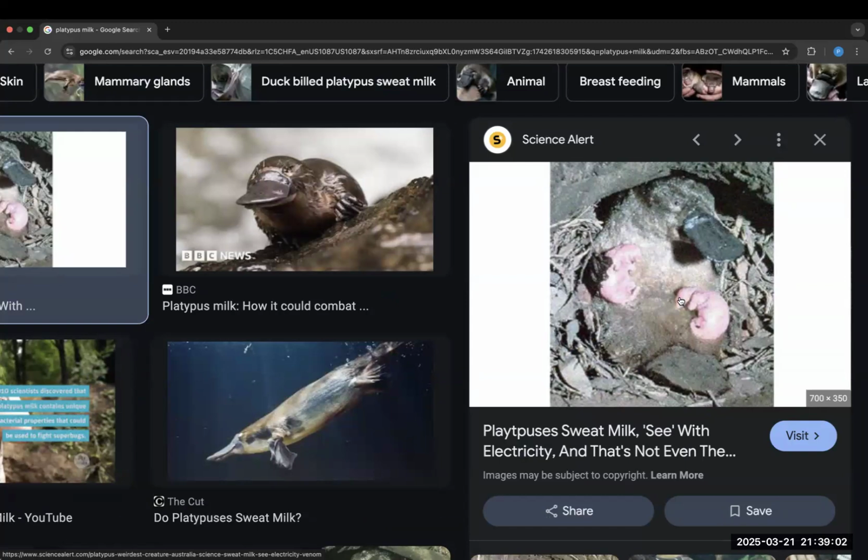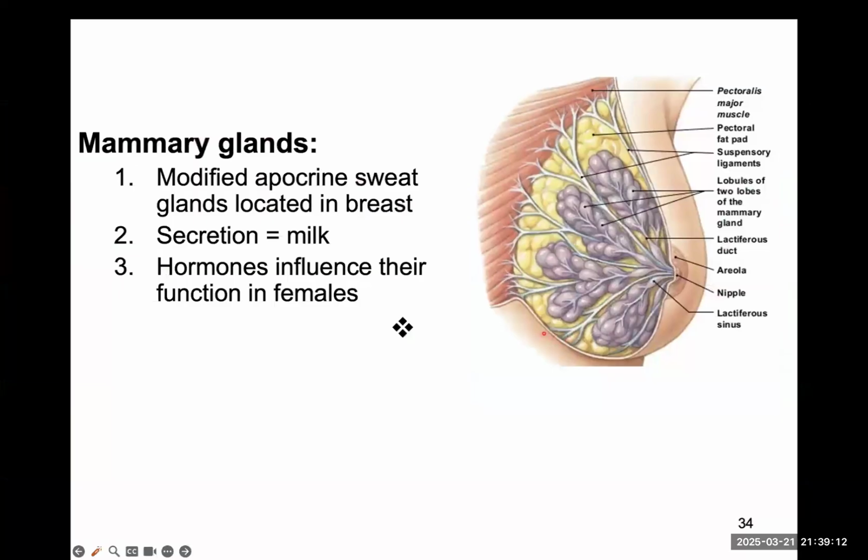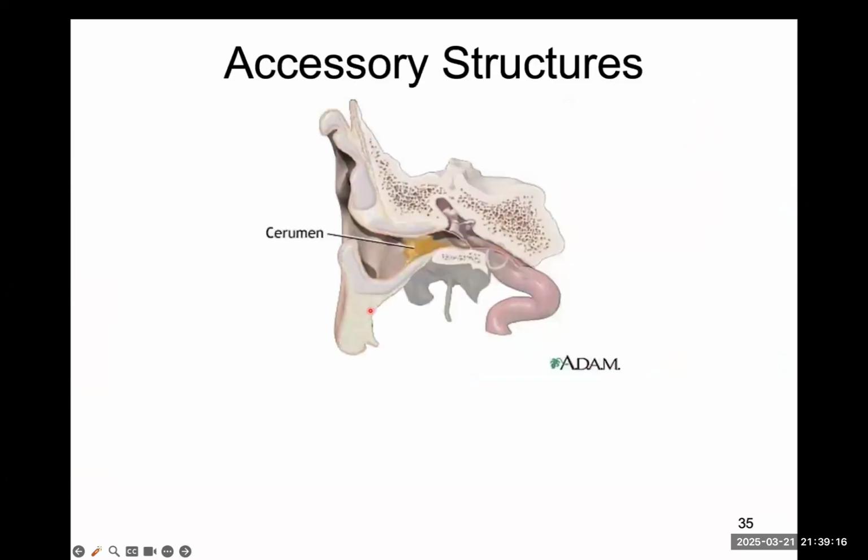And this is the most primitive type of mammal. And then we have marsupials, which have nipples. And then we have placental mammals. So humans also have nipples. So this is a modification of apocrine gland to produce milk.